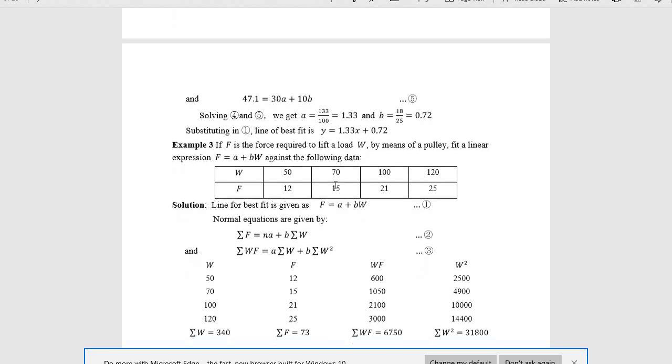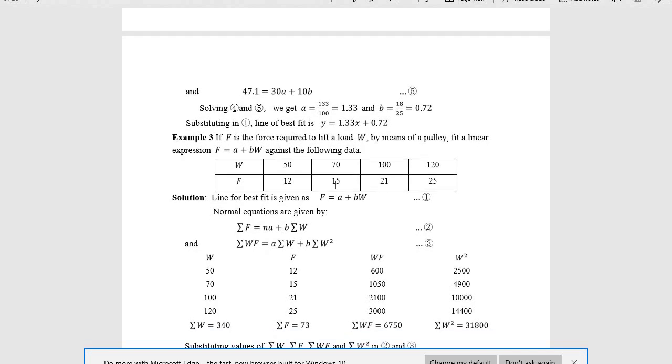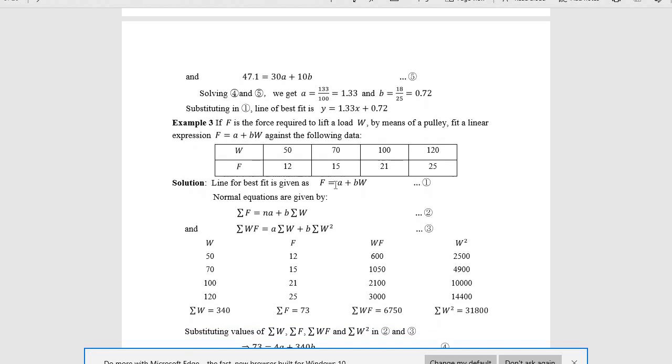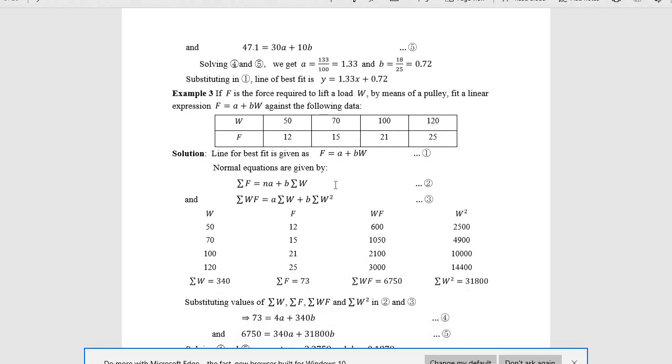And here is the relation in example number 3. F is the force required to lift a load W by means of a pulley. Fit a linear expression. The interest is what? F, W values are given, and a, b values are to be calculated. Construct the normal equation. Sigma F is equal. n is equal to how much here? n is equal to 1, 2, 3, 4. n is equal to 4.